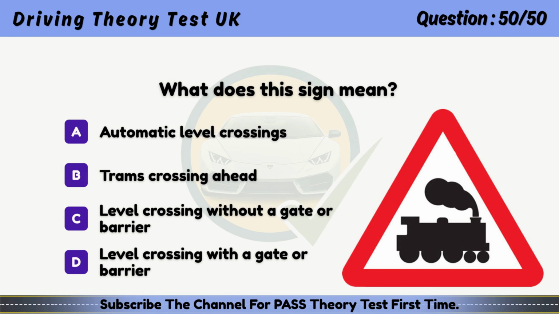Question 50. Option A. Automatic level crossings. B. Trams crossing ahead. C. Level crossing without a gate or barrier. D. Level crossing with a gate or barrier.